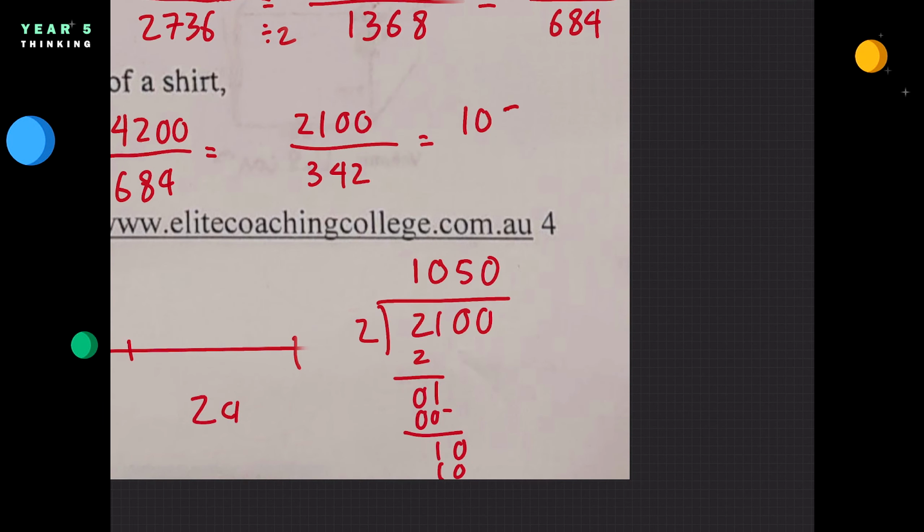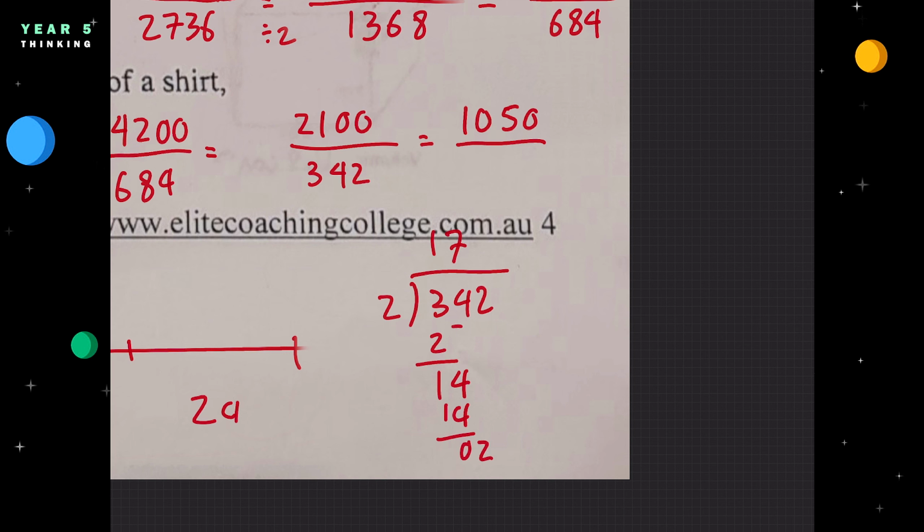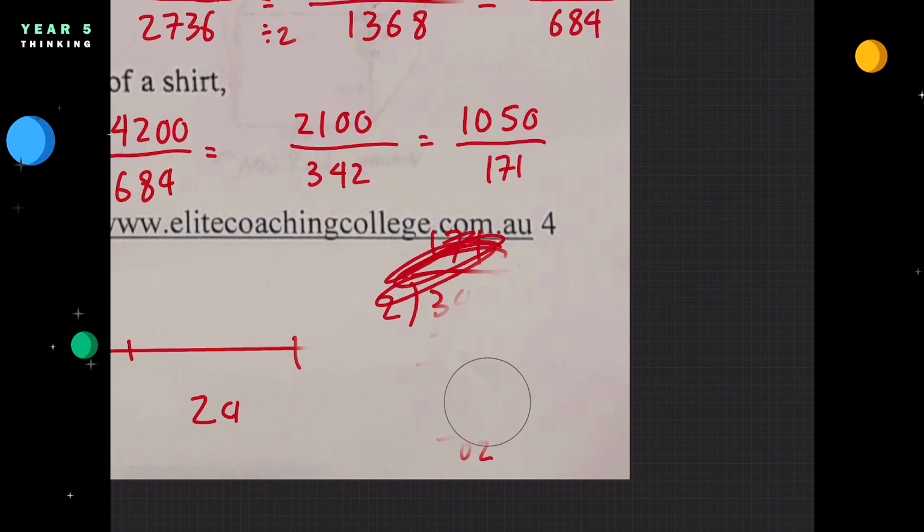So this one will be this much. Now you do 342 divided by 2. This will be a 1. 3 divided by 2 is 1, so that will be a 2. Minus, you get a 1. Bring the 4 down. 14 divided by 2 is 7. 2 times 7 is 14. No remainder. Bring a 2 down. 2 divided by 2 is 1. So this will be 171. Okay. Rub this out.